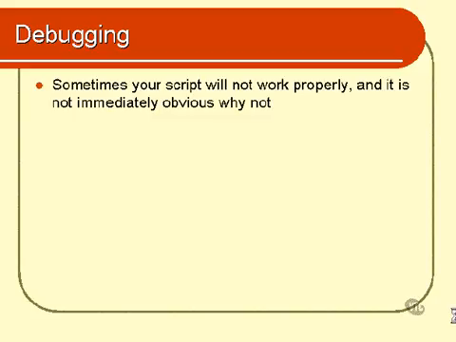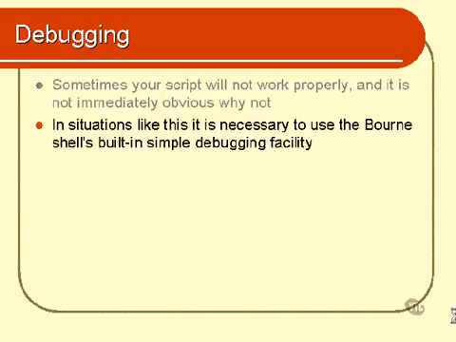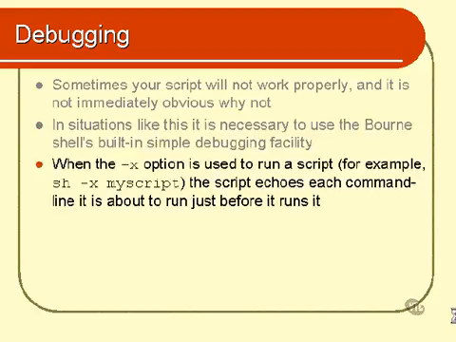And it's at that point that you need to invoke the shell's special built-in debugging facility. It's very simple. There's not a whole lot to it, but it does usually help you fix the problem. It involves running your script with the -x option. The -x option is actually an option to the shell. So you would have to run your shell script like sh -x and then the name of the script, as you can see on the screen.